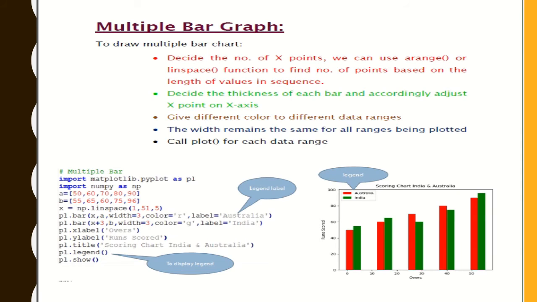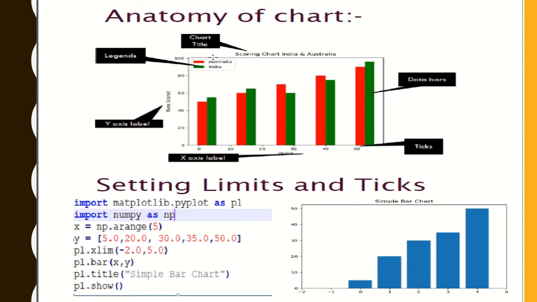Okay, now see the anatomy of the chart. The same chart, you can see how it is being displayed. So first, this is your chart title, this is your legend. Legend means the color describes what data is being displayed, like the red color is my Australia data, and the green color is my India data. This one is the y-axis label, this one is your x-axis label, these are your data bars. And next one is ticks. Ticks means where the data is being displayed.